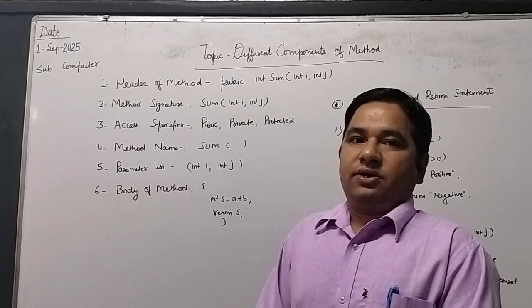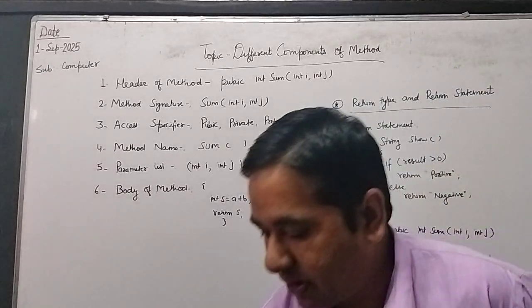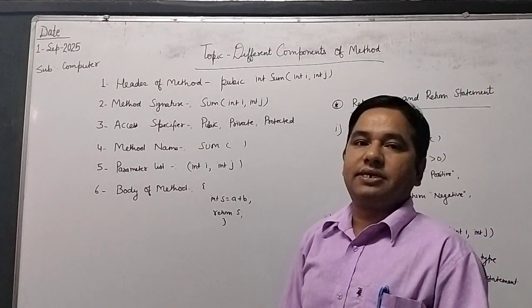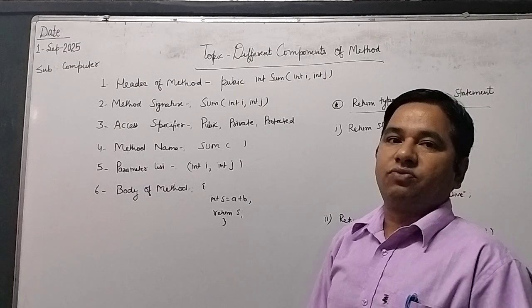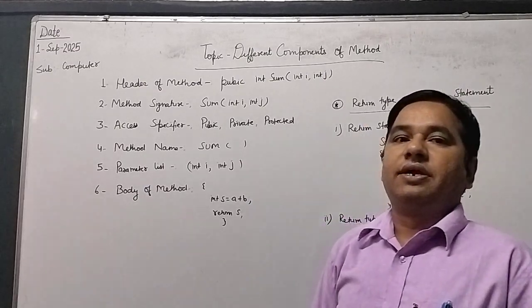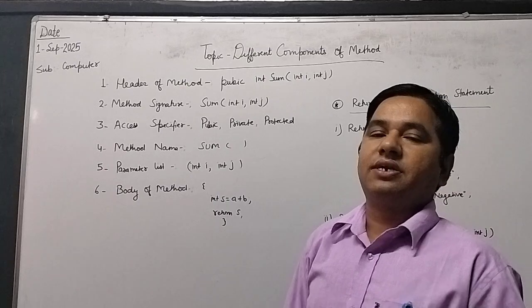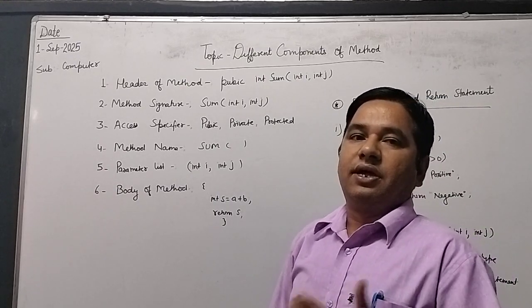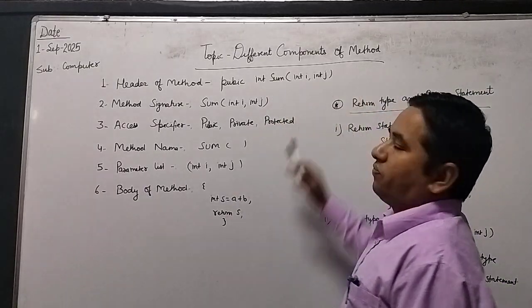Today we will discuss our new topic, different components of methods. Day before yesterday, we discussed the method: what the user methods are and the types of methods. There are two types of methods: predefined methods and user-defined methods. I hope you have understood it and made a note. Now, today: different components of a method.